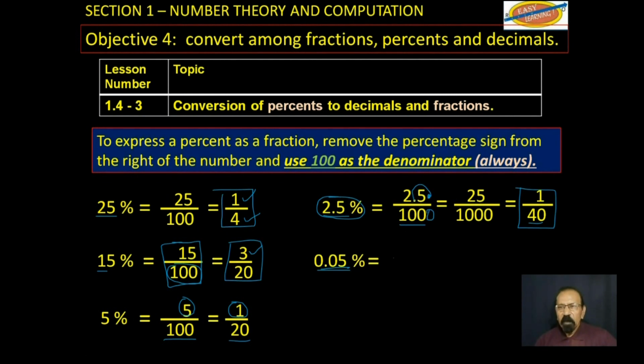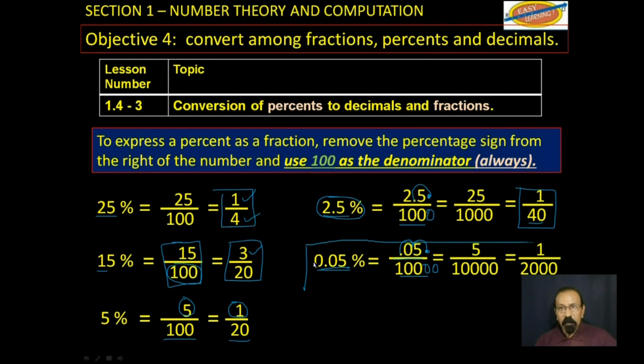0.05%, again, that means 0.05 out of 100. We make this into a whole number. We move the point 2 places. So we will add 2 zeros down here, and we get 5 over 10,000. We can reduce that, and we will get 1 over 2,000. Remember, everything in this line, we are saying the same thing.